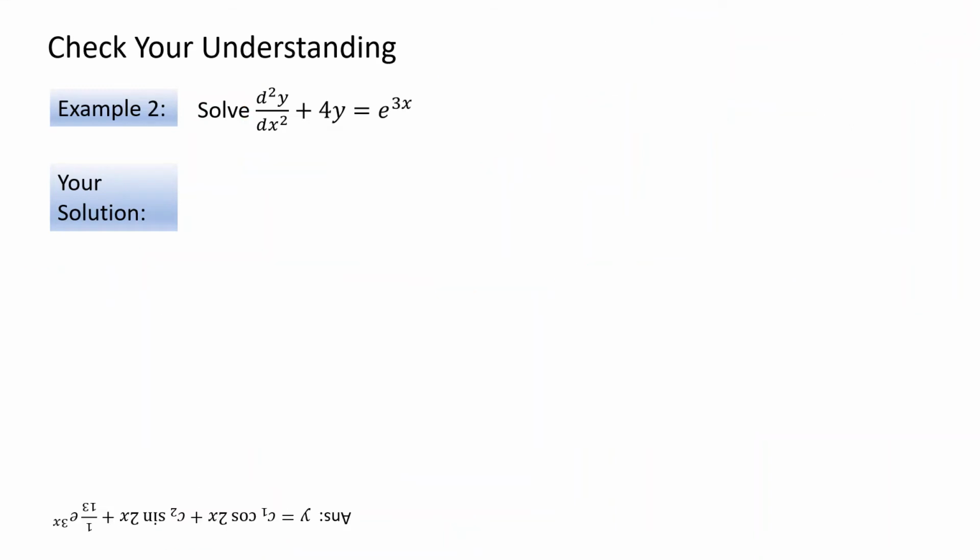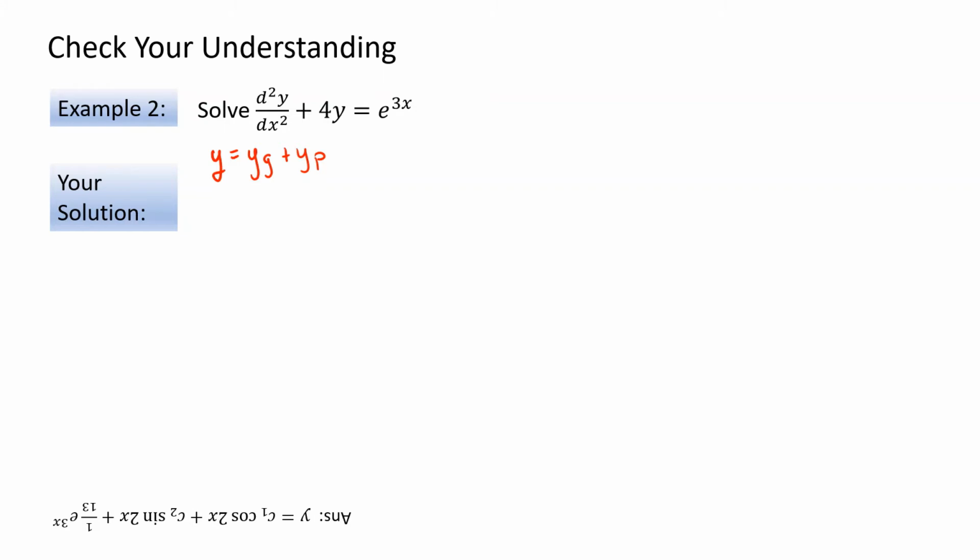Okay, so let's look at a second example. D squared y by dx squared plus 4y is equal to e to the 3x. So we start, remember, our function y is equal to our general solution plus our particular solution. So we start by finding our general solution. And we have that we don't have an m term here, you'll see, which isn't a big deal. It actually simplifies things a lot.